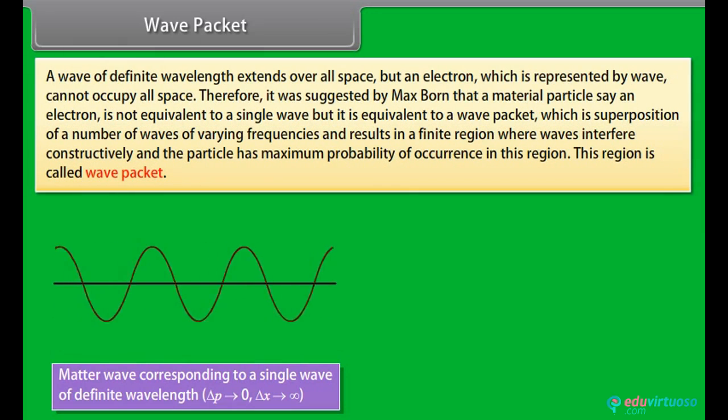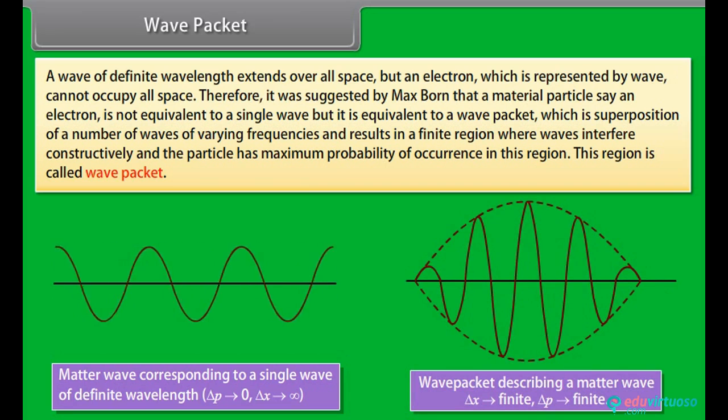A wave of definite wavelength extends over all space, but an electron, which is represented by a wave, cannot occupy all space. Therefore, it was suggested by Max Born that a material particle, say an electron, is not equivalent to a single wave, but to a wave packet, which is a superposition of a number of waves of varying frequencies and results in a finite region where waves interfere constructively and the particle has maximum probability of occurrence. This region is called a wave packet.